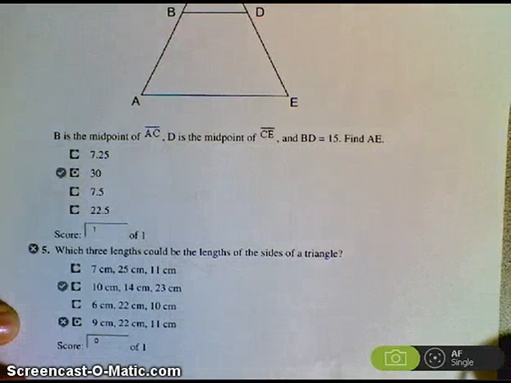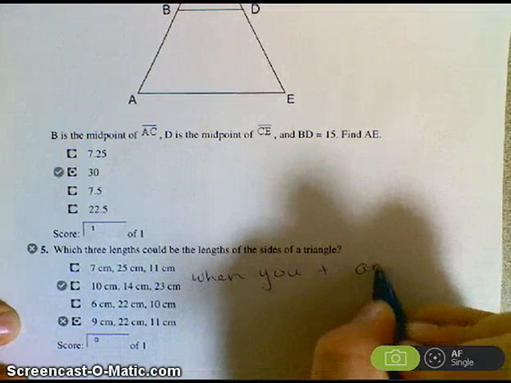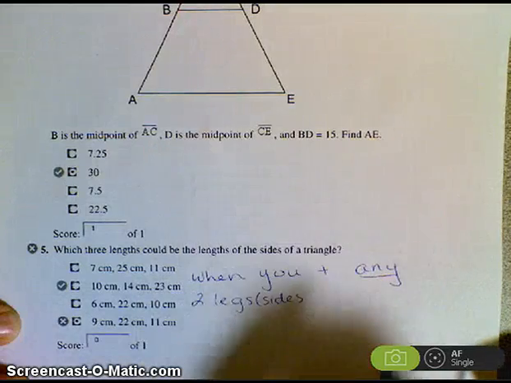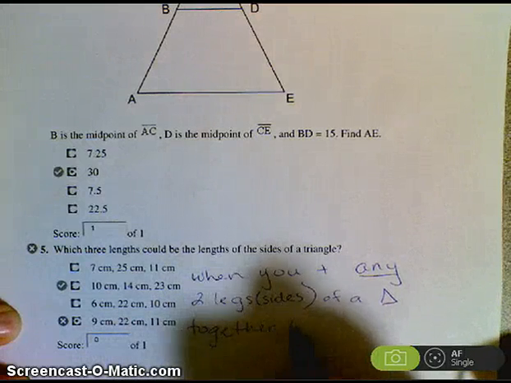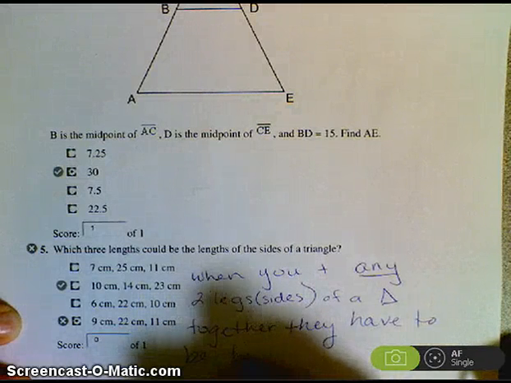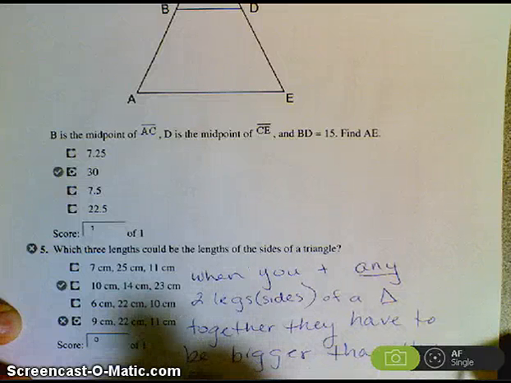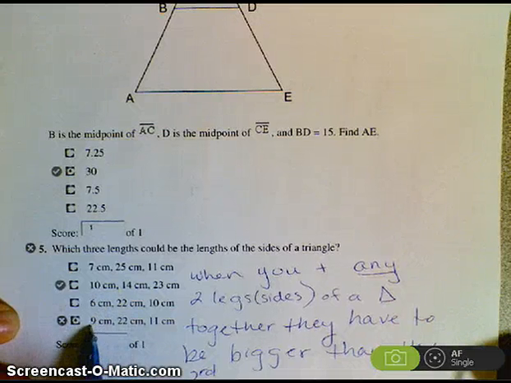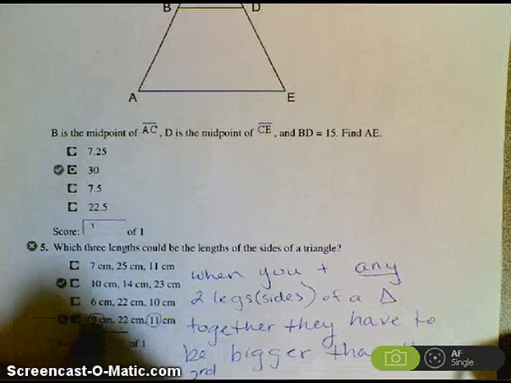Which 3 legs could be the lengths of the sides of a triangle? When you add any 2 legs or sides of a triangle together, they have to be bigger than the third, which means here 9 plus 11 is not bigger than 22, so that one does not work.